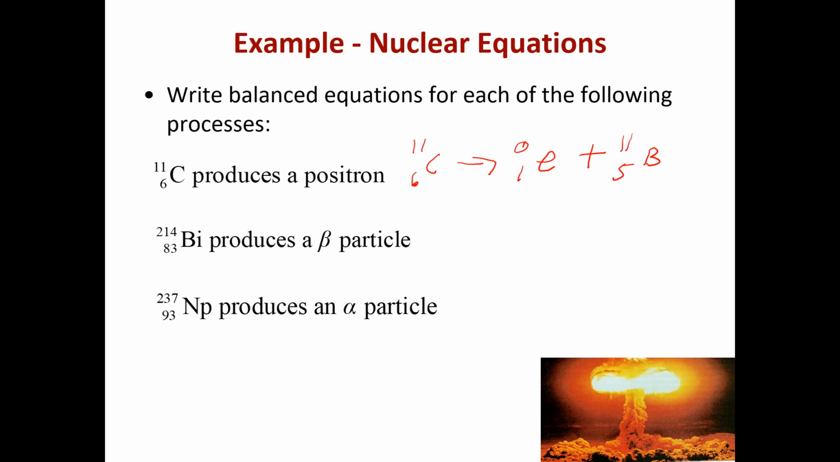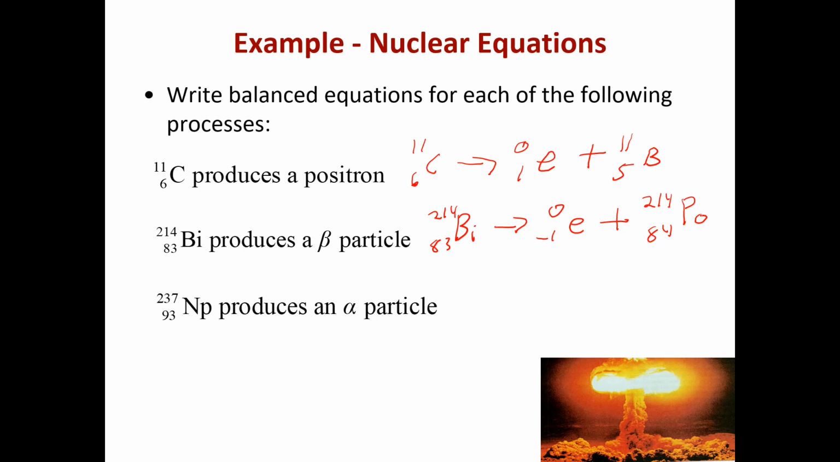Next we have bismuth-214 produces a beta particle. So a beta particle is an electron, a high energy electron. 83 minus a negative 1 is 84. Mass number again doesn't change since the electron's mass is negligible. And if we look this up, the element with an atomic number of 84 is polonium.